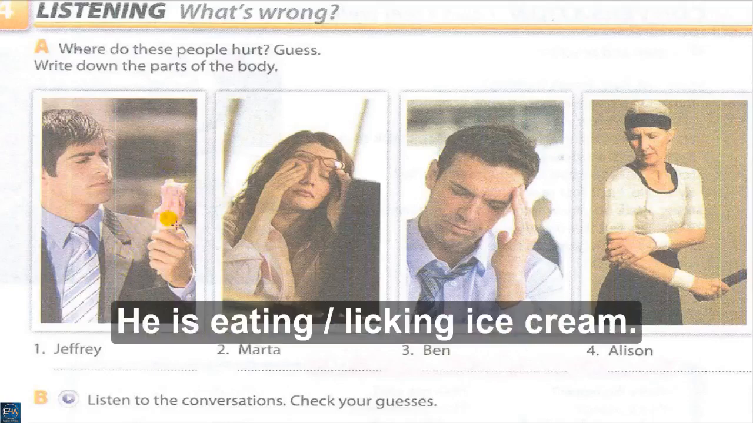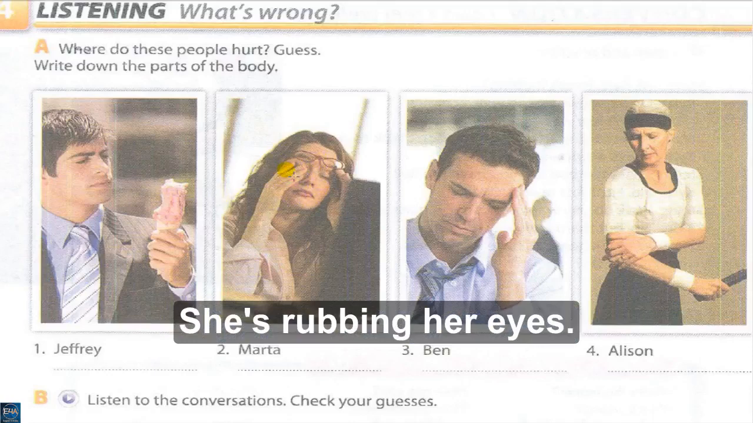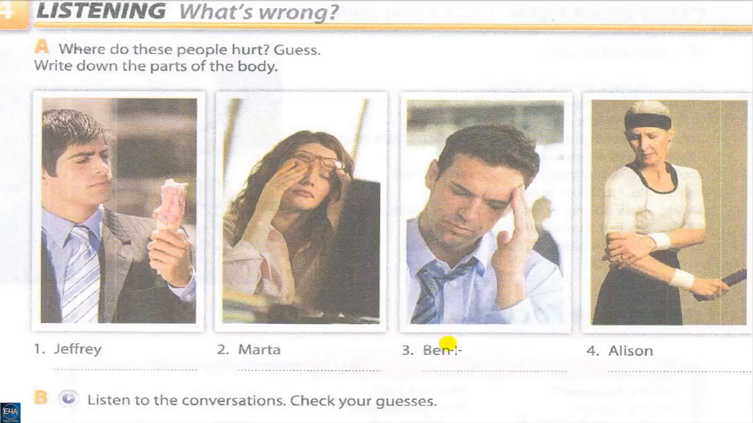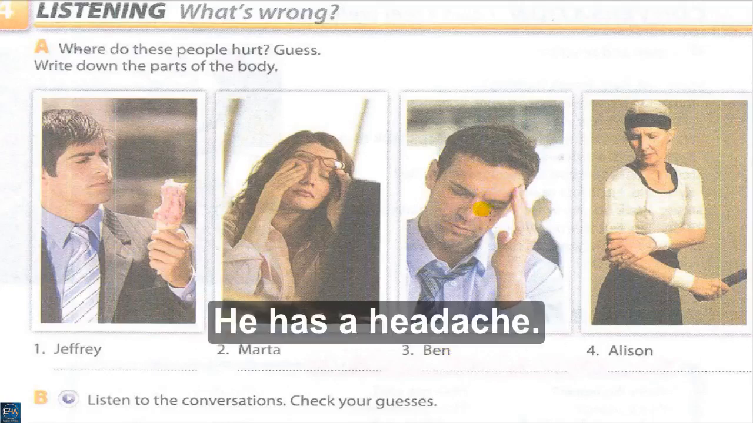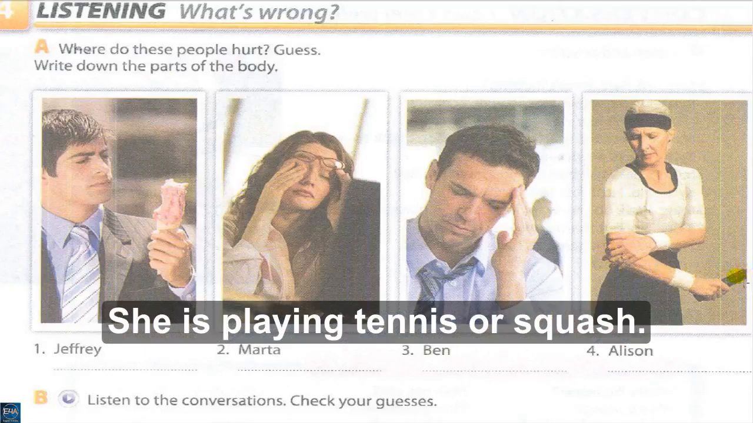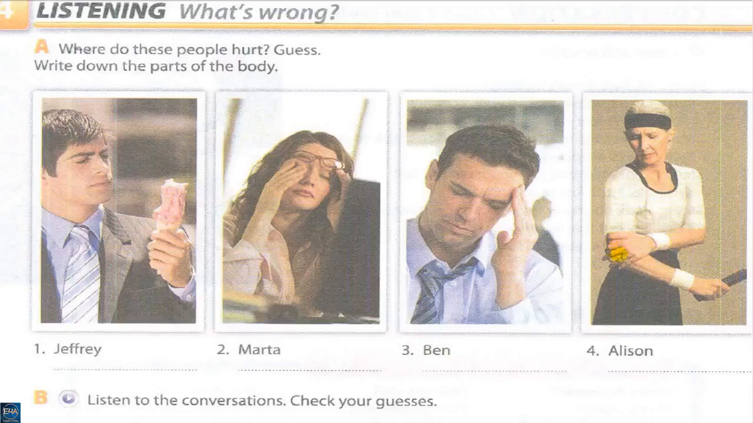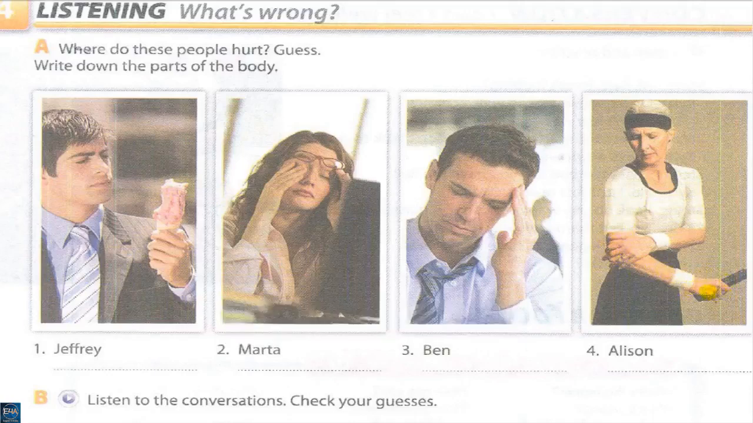Jeffrey, what's he doing? He's eating ice cream. Marta, maybe she has pains in head. She's rubbing her eyes. Rub her eyes. Ben. Ben is about to sleep. He has a headache, maybe. Maybe he has a headache. Allison is playing. Maybe she's playing tennis. Or squash, tennis. She's holding her arm. This is her elbow. This is the arm, elbow, wrist, fingers. So let's listen to the conversation and check the answer.